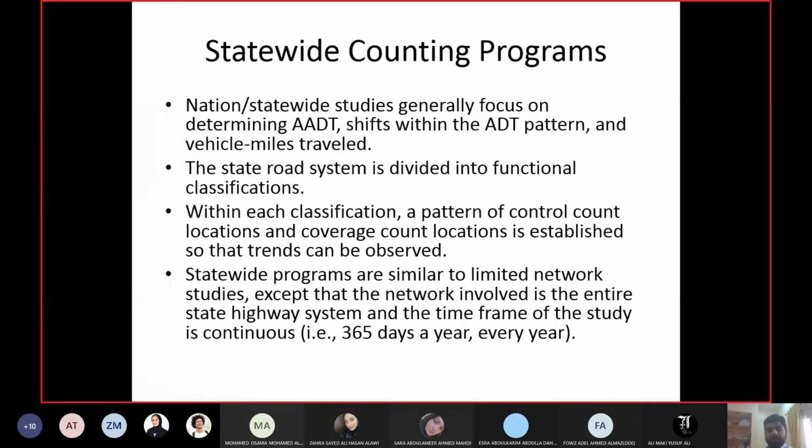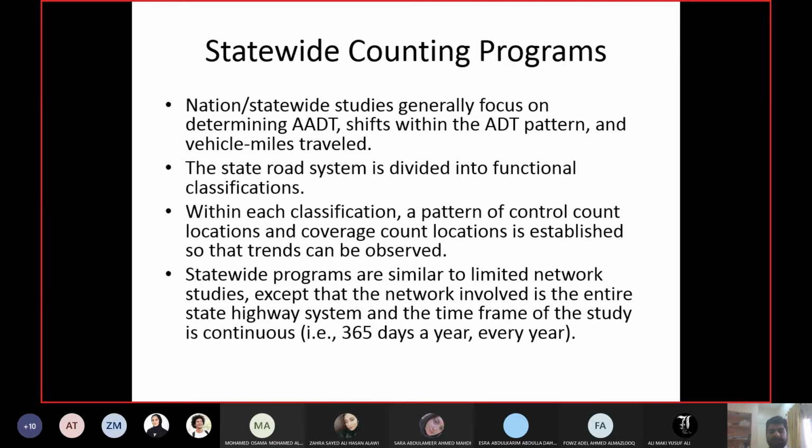Like we saw in the previous studies, the time interval of the study period was 8 hours, 12 hours, and the number of days were taken for 1 week or 3 days. But in this case, for a statewide counting program, your time period is the whole 24 hours and your study period is the whole year. So you're trying to find out the average 24-hour volume for the whole year on all the locations on your entire state network.